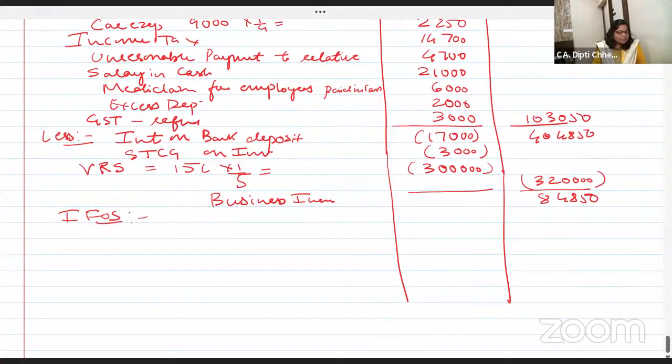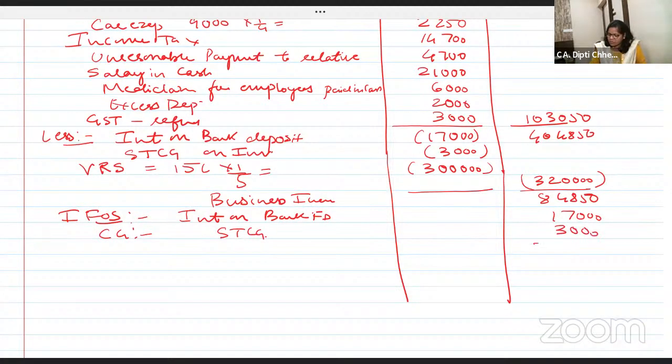Income from other sources में आपका आएगा interest on bank FDs जो आपने किया है. कितना इंटरेस्ट ऑन बैंक एफडी, ऊपर तो निकाल दिया, यहाँ ले लो. और कैपिटल गेन भी आएगा ना, 3,000 है शॉर्ट टर्म कैपिटल गेन. So what will be your gross total income? Please do only if they ask. 1,04,850. That's all.